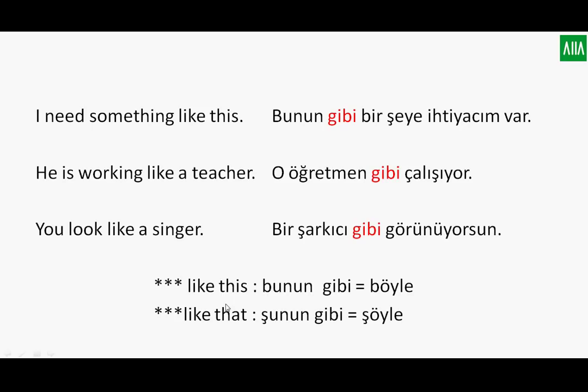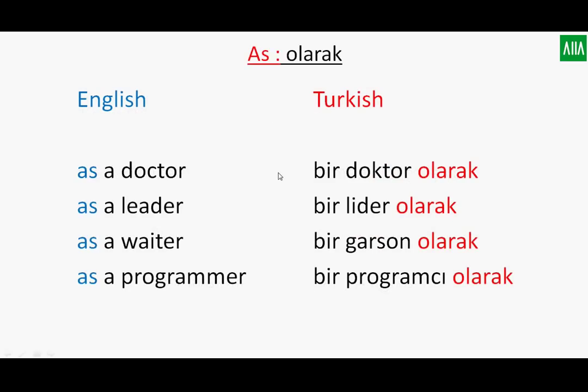Now there are some notes for you. Like this, like that: bunun gibi. Also, we say böyle, şöyle in Turkish. But most of the time we prefer böyle or şöyle. Just keep it in your mind. I gave these examples so you can see how we say it normally at the same time. Bunun gibi or şunun gibi.